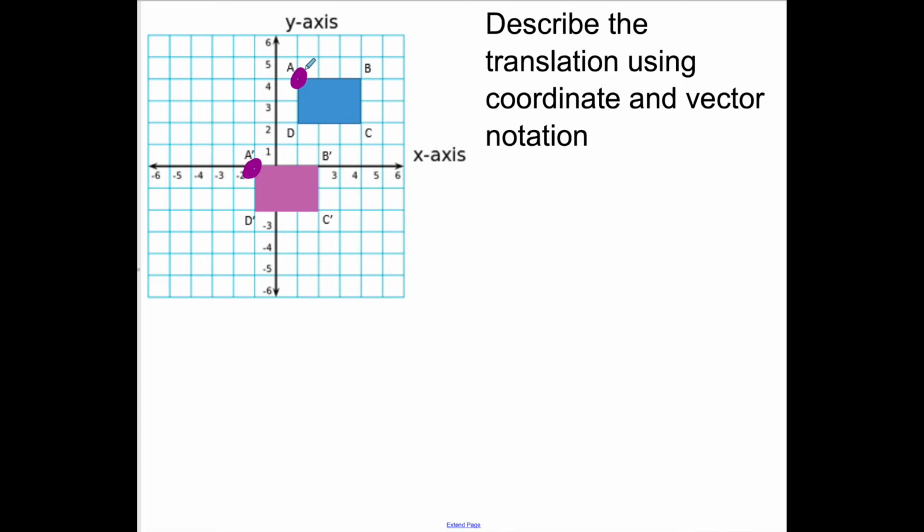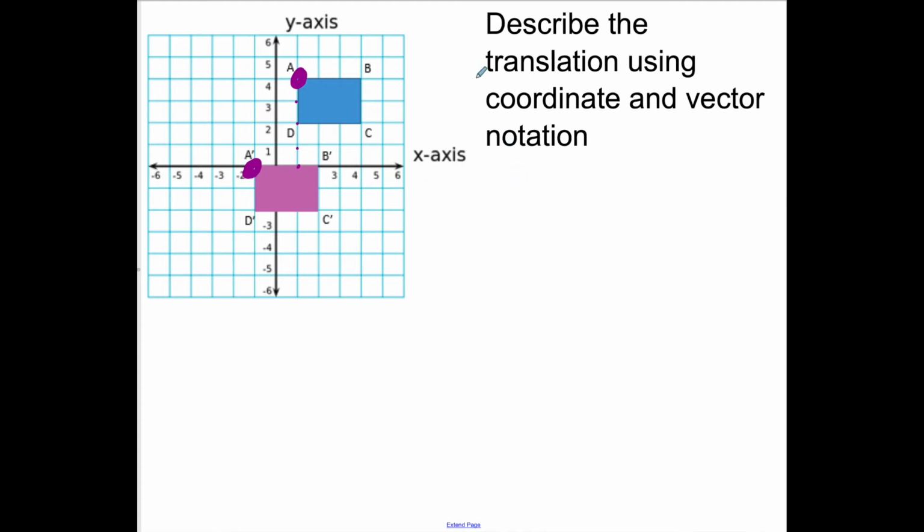And again, I know that if I can just describe what's going on to get from A to A prime, in this case, that is going to hold true for the rest of the points because this is a rigid motion. So I'm going to ask myself, what do I need to do here? I need to go down 1, 2, 3, 4, and I need to go over 1, 2. And again, you can see if I had chosen C, 2, 3, 4, it would be the exact same thing.